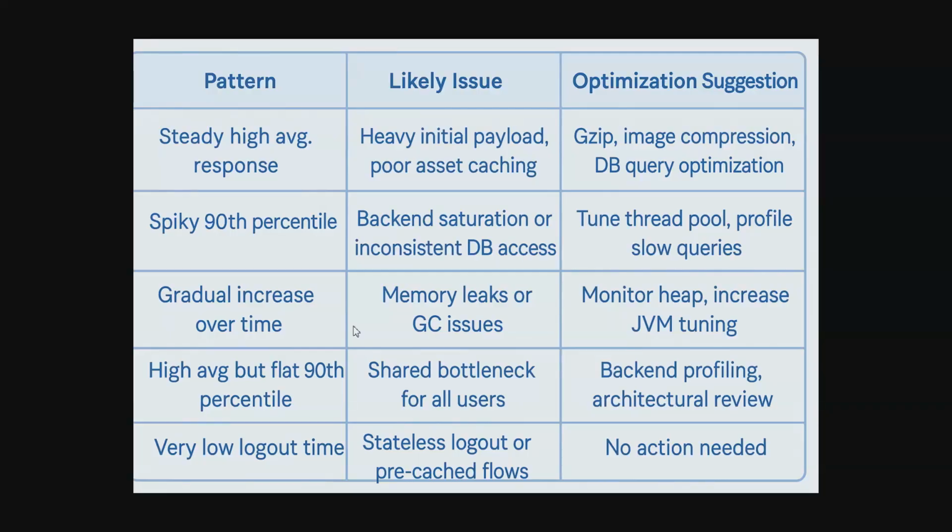So here we can see some common real-world patterns visible in the response graph with likely root causes. Patterns like steady high average response, spiky 90th percentile, gradual increase over time, high average but flat 90th percentile, very low logout time. And we can see the likely issues and optimization suggestions.